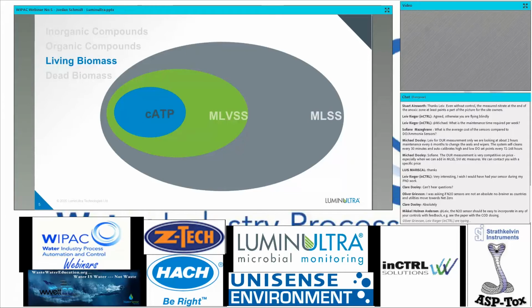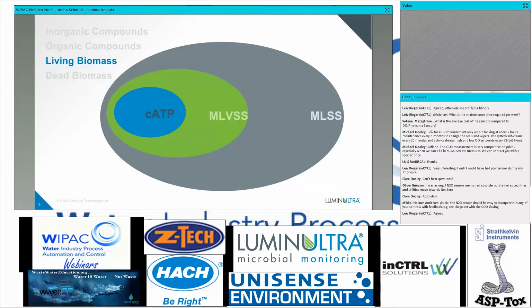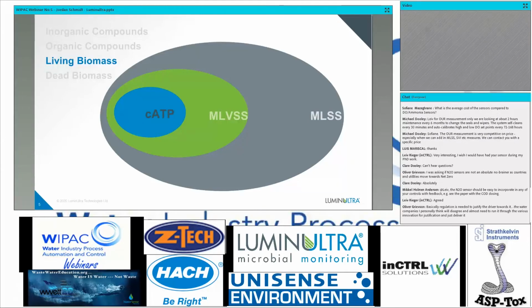The fraction of the cATP to the MLSS or MLVSS changes quite significantly from plant to plant and with how the plant is operated. So there's not a set quantity of living biomass per MLSS. We've seen it range from less than 5% to greater than 75%, and there certainly is a sweet spot for each plant. So it ranges greatly. You can't necessarily just rely on an assumption of biological activity or the ratio of that MLSS or MLVSS.